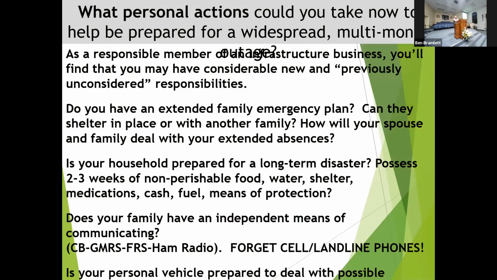You'll find out as a mom or a dad or as a ham radio operator that there's going to be new and previously unconsidered responsibilities. Do you have a family plan for emergencies? Is your household prepared for a long-term disaster? 2 to 3 weeks of non-perishable food, water, shelter, meds, cash, fuel, and a means of protection? Do you have an independent means of communicating?